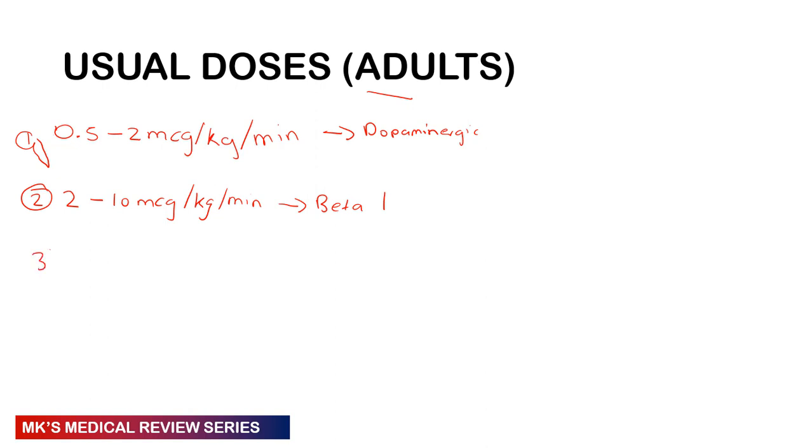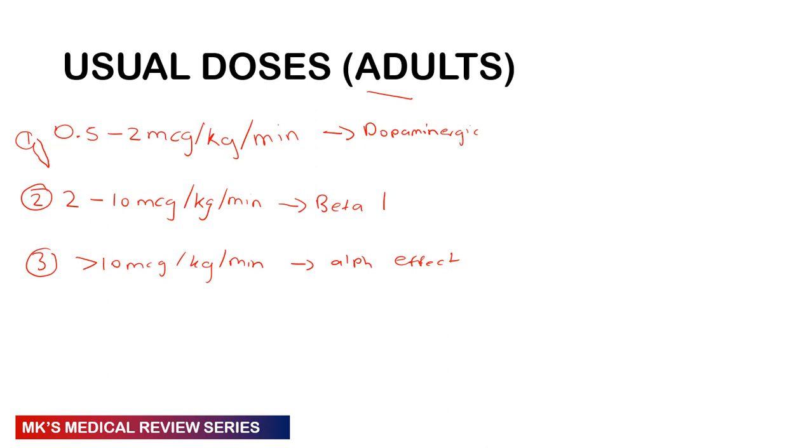Then our third dose, which is a bit higher, is anything above 10 micrograms per kg per minute. This is going to have an alpha effect. So at this 10, you even have constriction of the blood vessels. At this 2 to 10, you have these effects that are working on the heart.